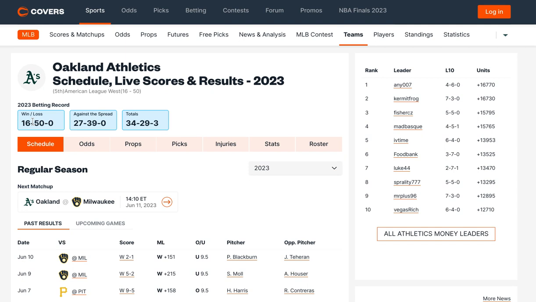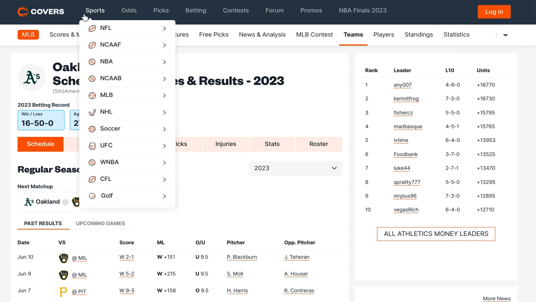So conventional wisdom would tell you what? That you should fade Oakland. In fact, that's actually true. If you look at overall record, if you would have faded this team, maybe played them against the spread, you can see against the spread they're 27-39, you would have a winning record. However, that's not how we evaluate teams or how we approach sports handicapping.